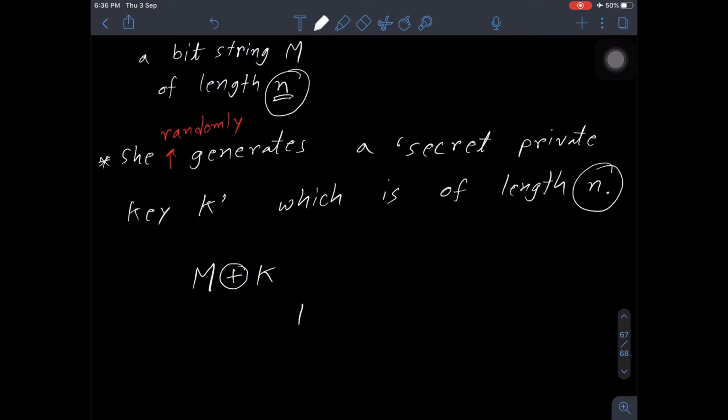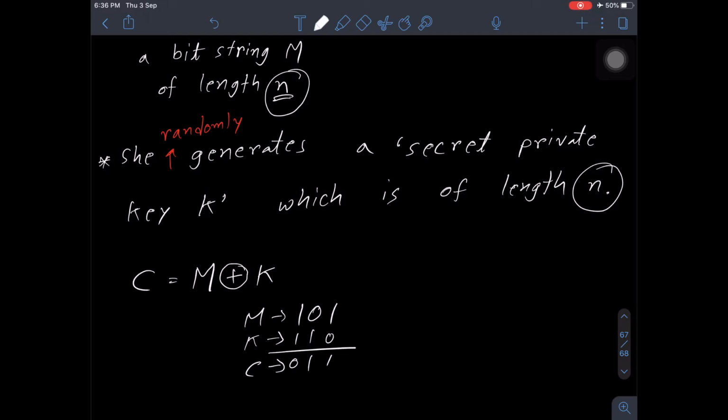So for example, let's say the message was 101 and your key was 110. So you do a sum modulo 2. So this is a 1 here, this is a 1 here, and this is a 0 here. So this was your M, this was your key, and then this was your C. We call it C.